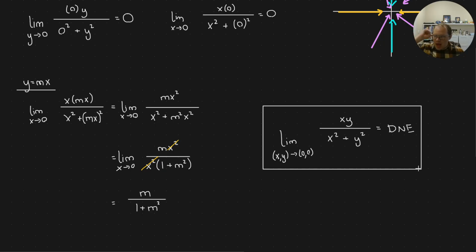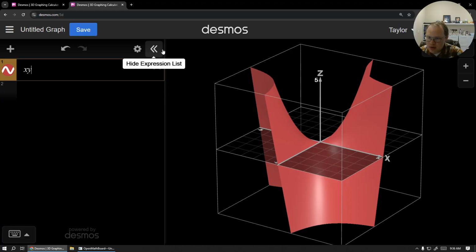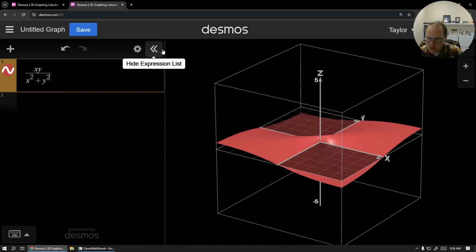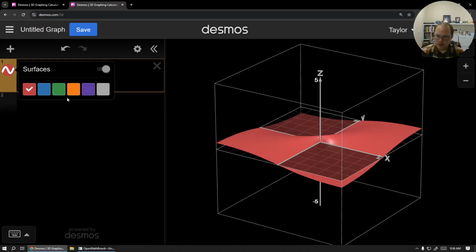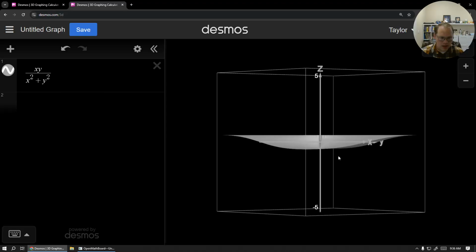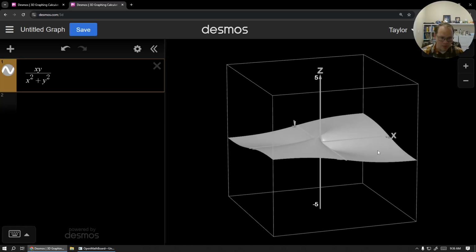Okay? And as usual, it's helpful to see what the heck is going on here if we look at a particular graph. So we have xy over x squared plus y squared. Just change a few things here. Okay, it's pretty much the same surface we were dealing with in the previous example, it's just rotated a bit.